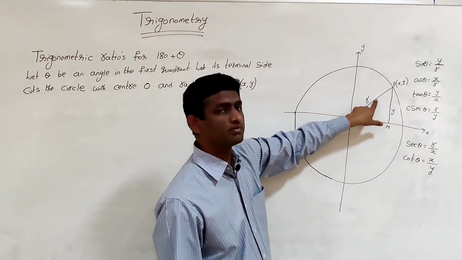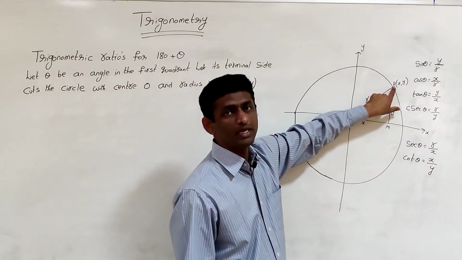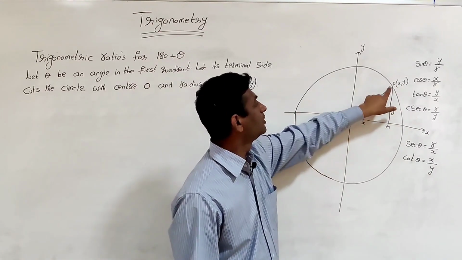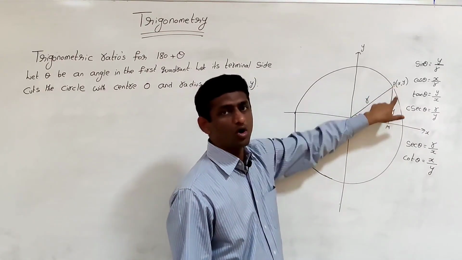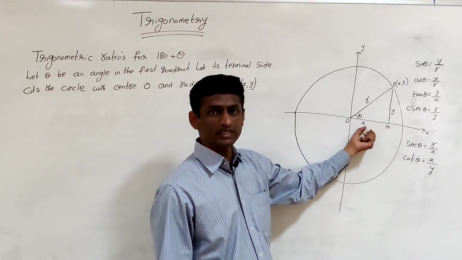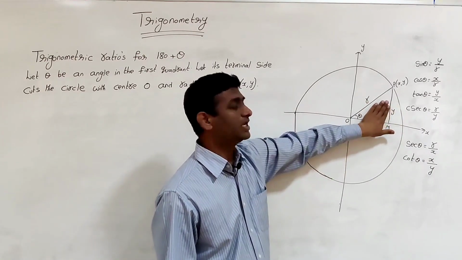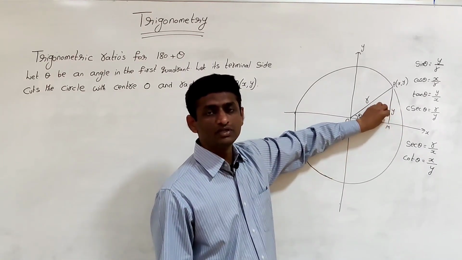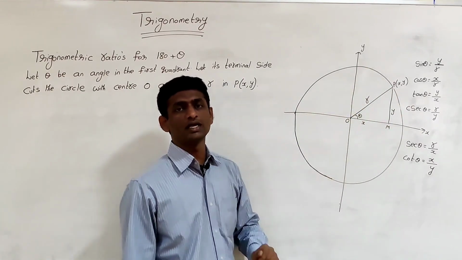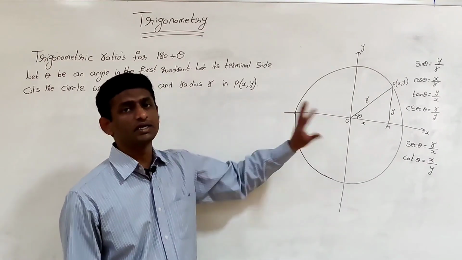So this is our terminal ray and this is our initial ray. Let P(x, y) be a point on the circle. Then if you draw a perpendicular line from P onto the x-axis, it is M. Then the distance OM will be x, MP will be y and OP will be R. Then it forms a right angle triangle. With this, we have seen the 6 trigonometric ratios: sin theta, cos theta, tan theta, cosecant theta, secant theta, and cot theta. That is the standard notation.